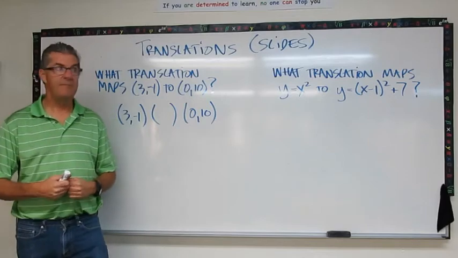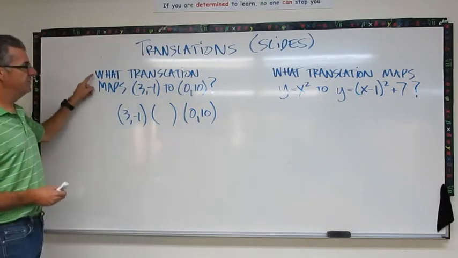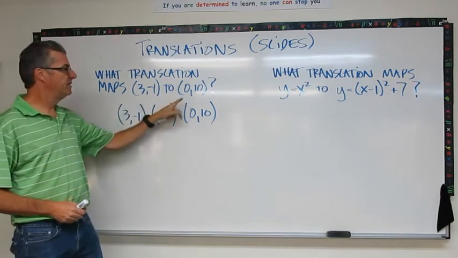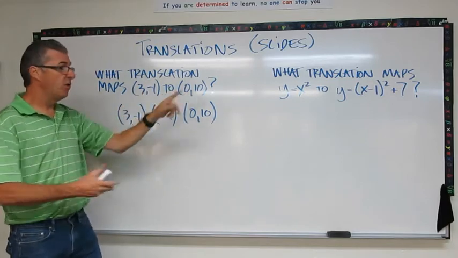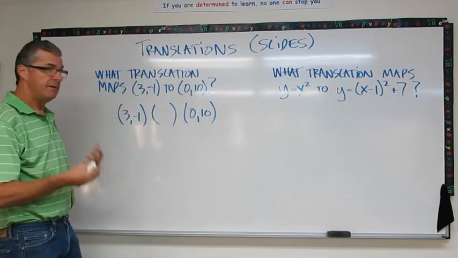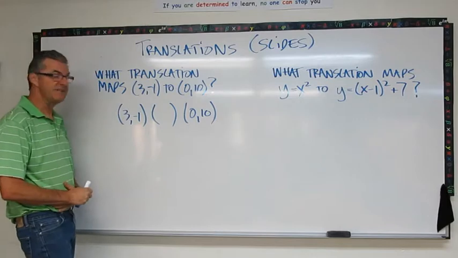Okay, let's do another example. Different kind of translation, or different kind of question. This one is, what translation maps the point 3, negative 1 to 0, 10? So instead of mapping the new point, you're given the new point and you have to figure out what the translation is that does that. Pretty straightforward. So I wrote it out in our notation with our translation vector missing.